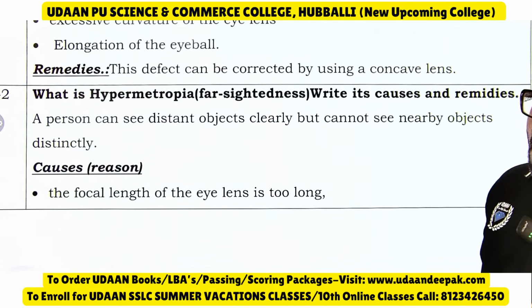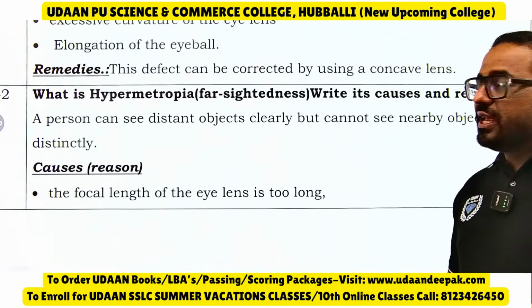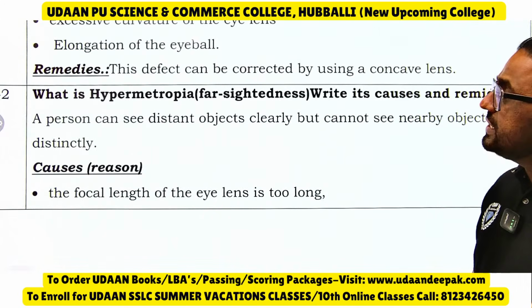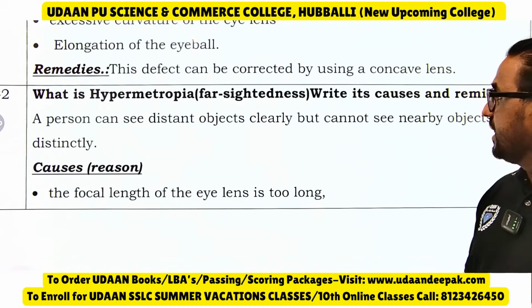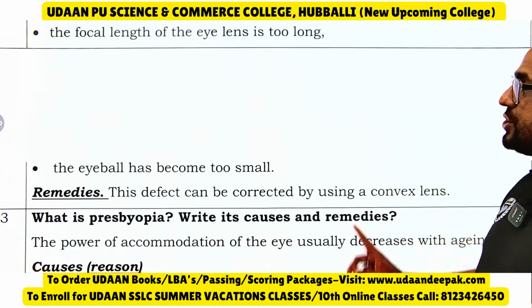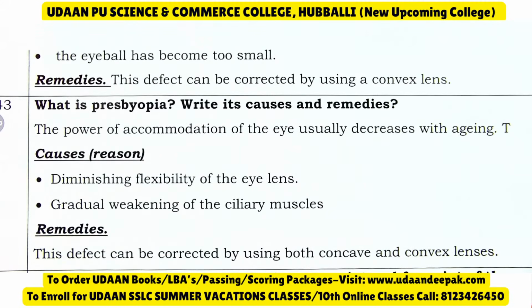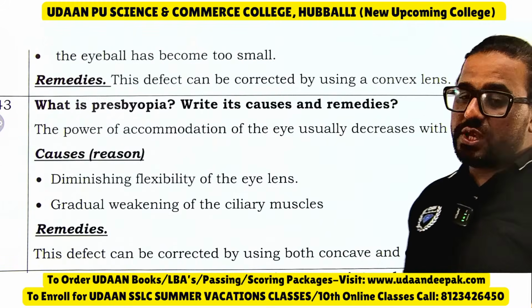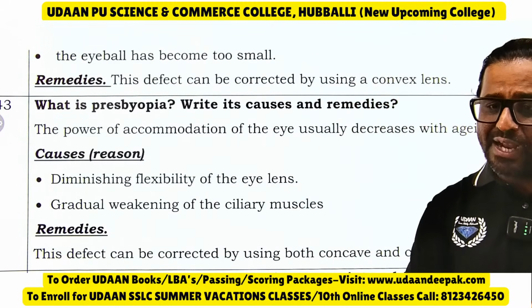Hypermetropia, or we call it far-sightedness. A person can see distant objects clearly but cannot see nearby objects. So the reason is the focal length of the eye lens is too long and the eyeball has become too small. This defect can be corrected using a convex lens.